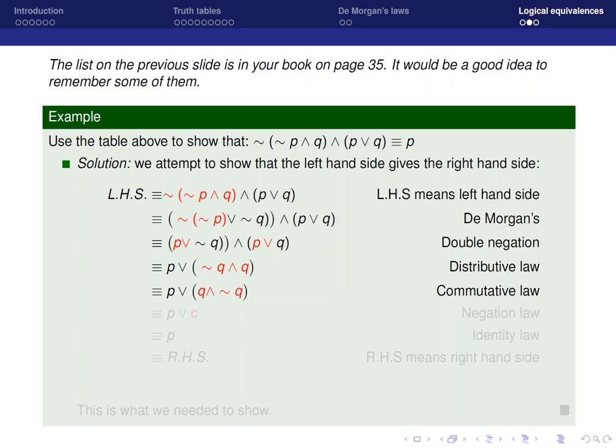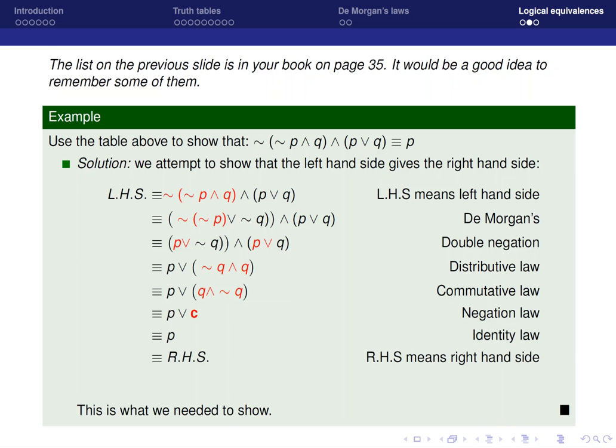Now, in a table, we know that Q and not Q can be simplified. Not Q and Q. So I need to rewrite it using the commutative law so that it says Q first and not Q afterwards. Because then I could take advantage of the rule that says that Q and not Q is a contradiction, and that rule is called the negation law. And finally, P or contradiction is equivalent to P using the identity law, which finally gives me the right-hand side. And this is what I needed to show, so I'm basically done with the problem.